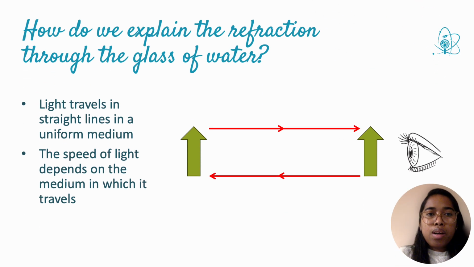So now if we go back to the matter of the glass of water, without the glass of water, light travels in straight lines as the medium in between the arrow object and our eyes is uniform. It is the air. The speed of light depends on the medium in which it travels.